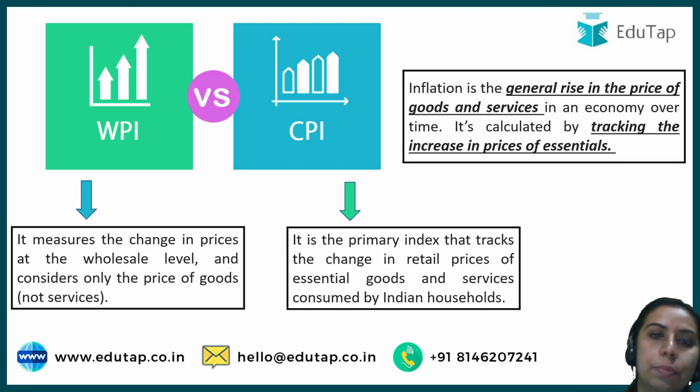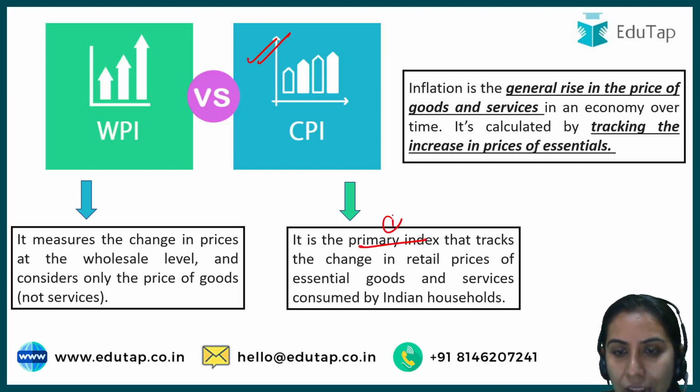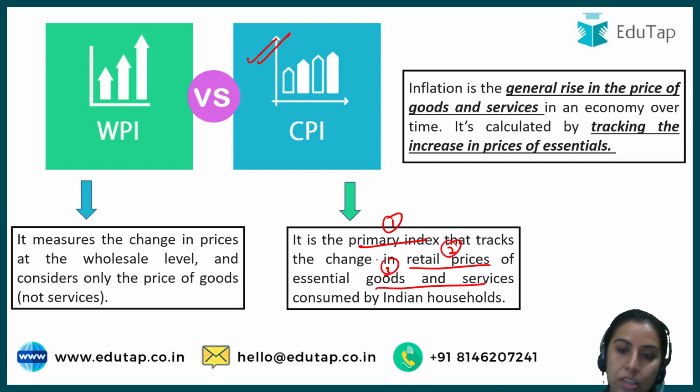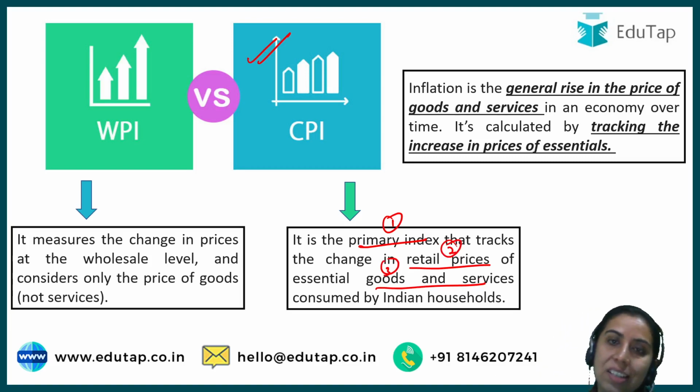So first we'll discuss CPI. Guys, consumer price index is the primary index, okay, which tracks the change in retail prices of the essential goods and services which are consumed in an economy. Primary index, tracks the change in the retail prices and considers goods and services. This is what you have to understand about CPI.